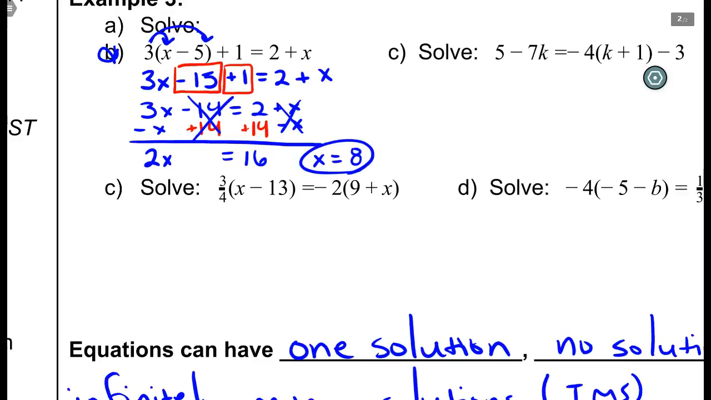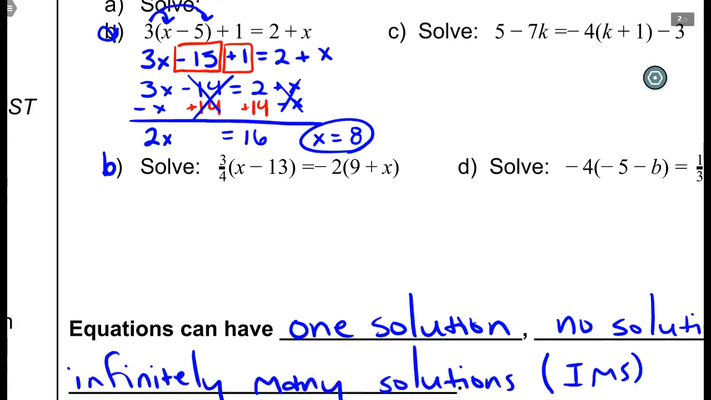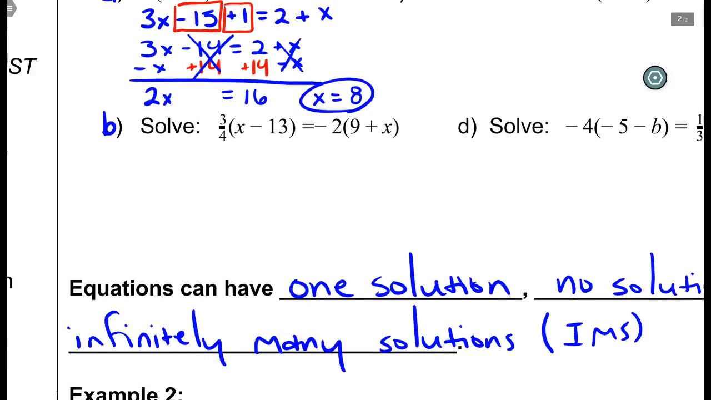All right, I'm going to do this next one here with you. That should really be example B. Apologize for the typos. We have 3/4 times the quantity of x minus 13 equals negative 2 times the quantity of 9 plus x. So we'll distribute the 3/4 to both terms inside our parentheses. Remember, we always distribute first. And we're going to have to distribute over here too, negative 2 times 9 plus x.